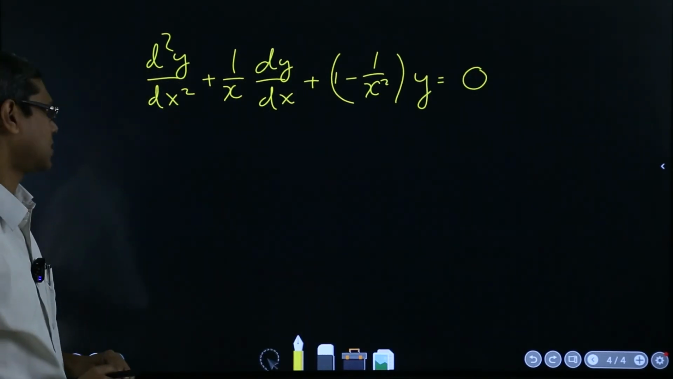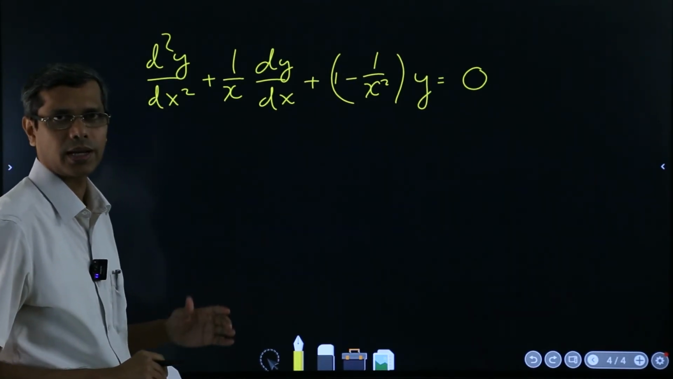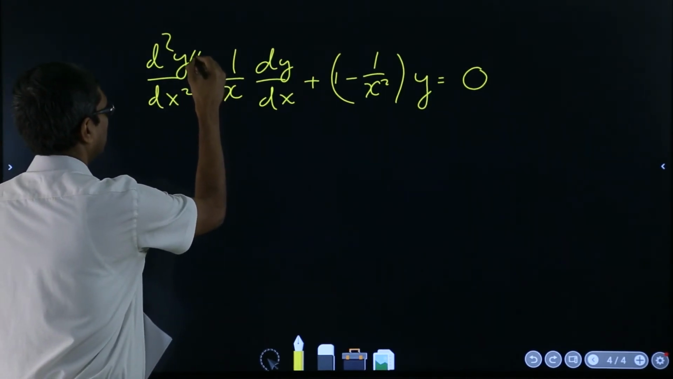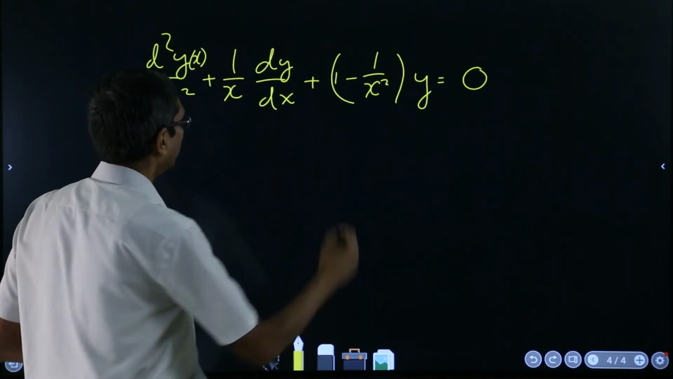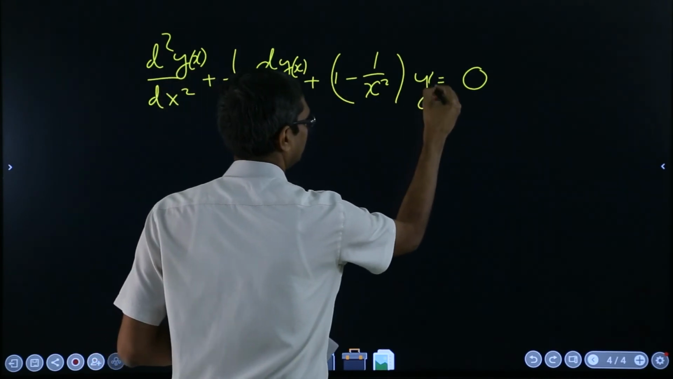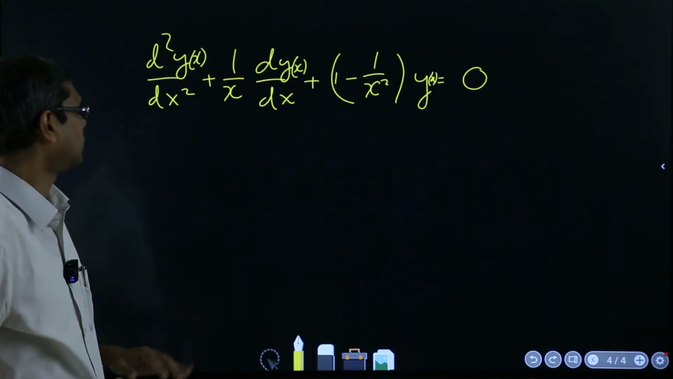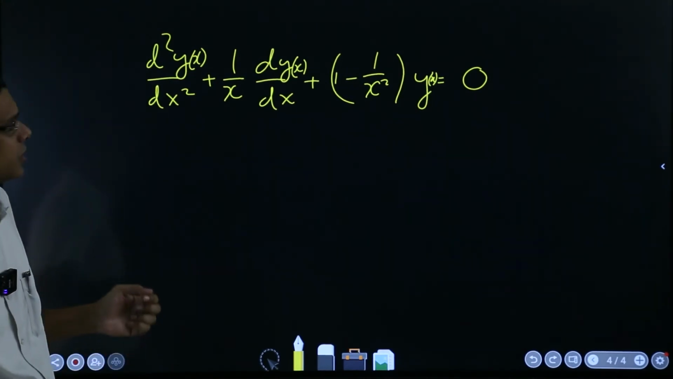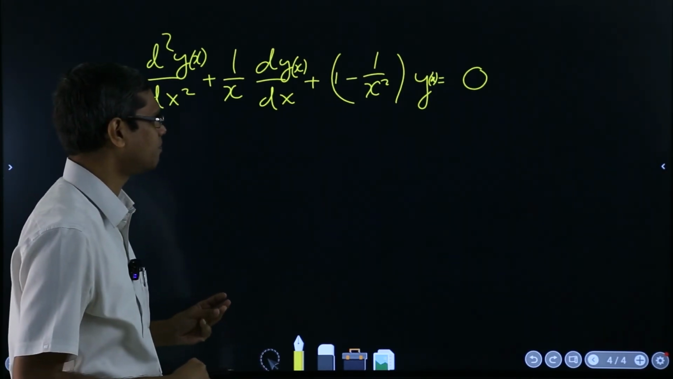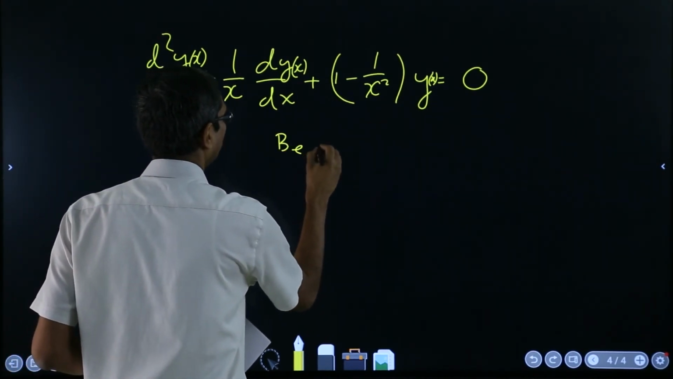Now suppose somewhere you have got an equation like this, and you want to solve for y as a function of x. So y explicitly, if I want to write, it should be like this, isn't it? That x could be time, fine. Now this, if you try to solve, the answer which you will get will be called a Bessel function.